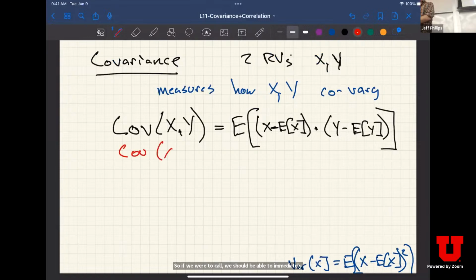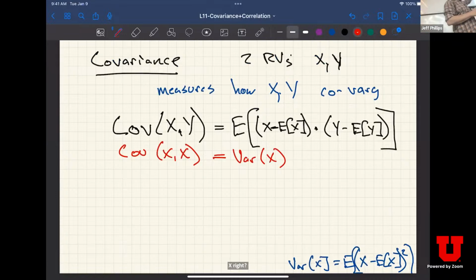the covariance of x and x is equal to what? What is the covariance of x with itself? Yeah, this is exactly the same thing as the variance of x, right? Because x minus its expected value is the first term, and the y is now an x, so it's again multiplied by x minus the expected value of x. That is exactly the definition of the variance. So it's a version of the variance that takes in two random variables instead of just one of them.